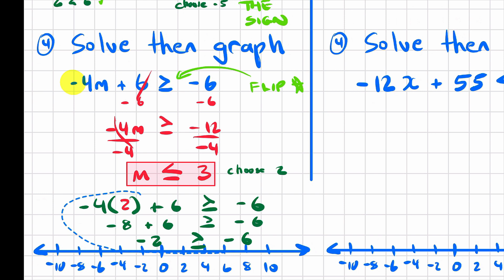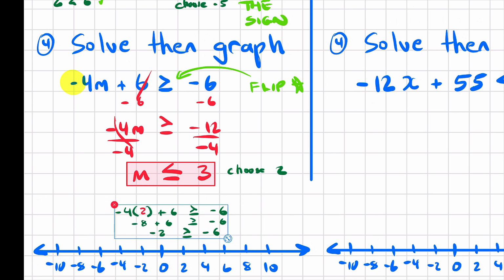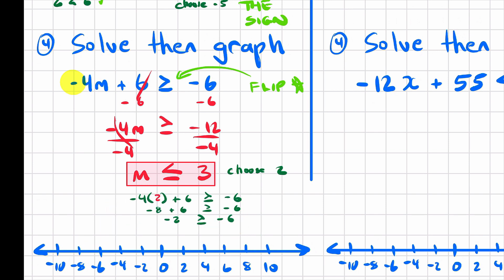Okay, so now that we have verified that our work is correct, I'm just going to resize this, put it up here, and we'll finish off the graph. So what does it say? Greater than or equal to, so that means a filled in circle. We're graphing this one right here. So it's less than or equal to. So again, it's going to be a filled in circle on number 3.